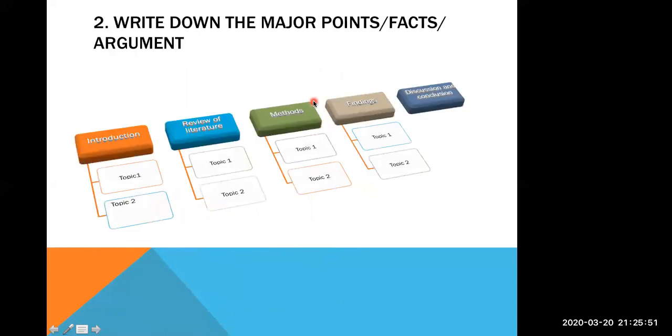Remember, please, also to write down the major points, facts or arguments under each heading. We talked about the 6 headings before. Now you need to create kind of subheadings, like introduction should include, for instance, topic 1, topic 2. The same thing goes with the review of literature, with methods, with findings, with conclusion and discussion. So under each major heading, there should be subheadings that go under.